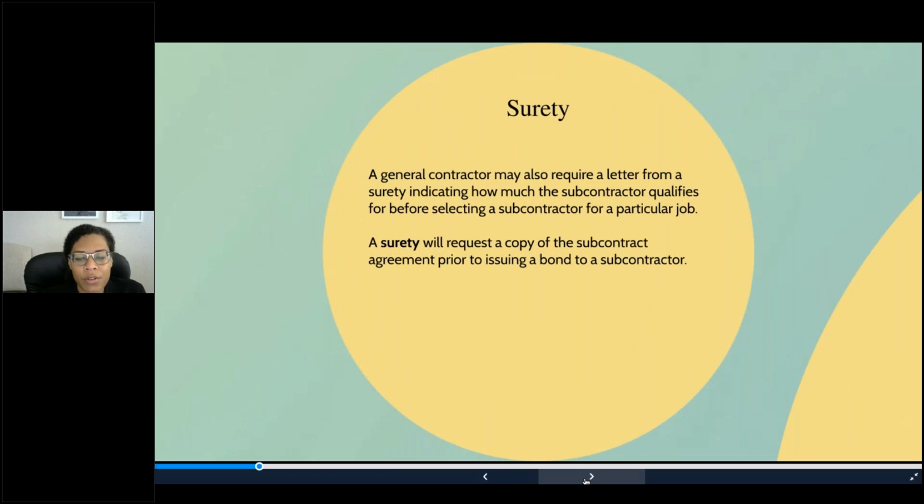A general contractor may also require a letter from a surety indicating how much the subcontractor actually qualifies for before selecting a subcontractor for a particular job. As a part of the application process, a surety will request a copy of the subcontract agreement prior to issuing the bond to the subcontractor. This is because the surety wants to make sure that the obligations aren't too burdensome, because ultimately it's a surety that's going to be on the hook if the subcontractor fails to meet its obligations. A surety will also require a personal guarantee, and that's the biggest consideration that you as a business owner have to think about before actually signing a subcontract agreement that requires a bond, because a personal guarantee could have catastrophic implications on you personally if something goes wrong with a particular project. Next slide.